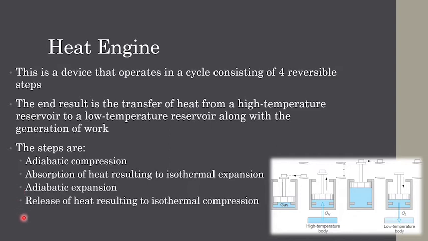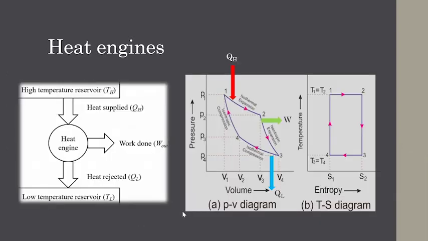And afterwards, we enter the fourth step, which is an isothermal compression brought about by the release of heat to the low temperature reservoir. As you can see, the heat was transferred from the high temperature body to the low temperature body, although indirectly, but that indirect transfer of energy resulted in the performance of work. The work was generated on one of the intermediate steps, specifically on the third step, that is adiabatic expansion of the gas. We can understand more if we take a look at the framework for heat engines given here.